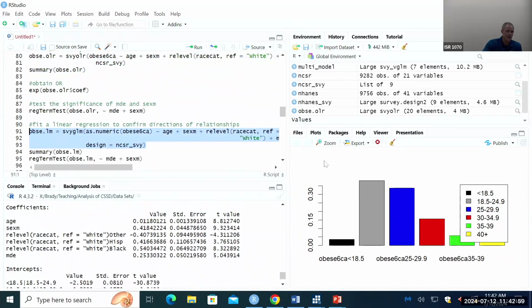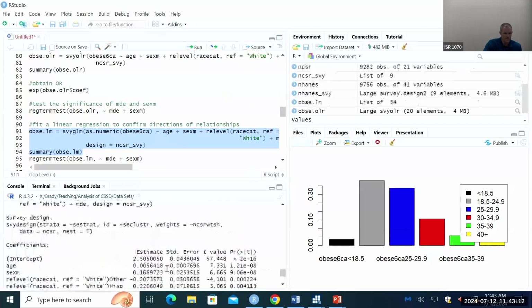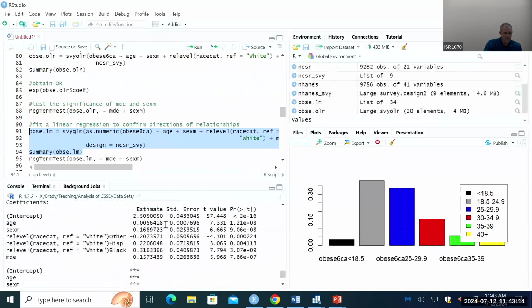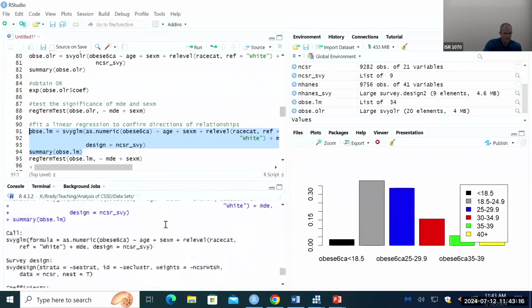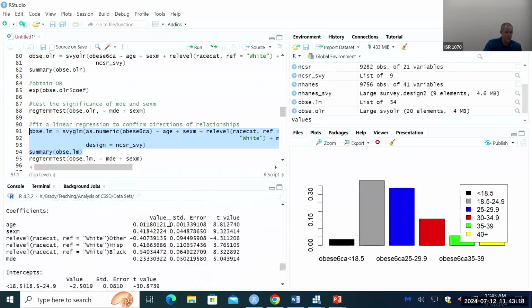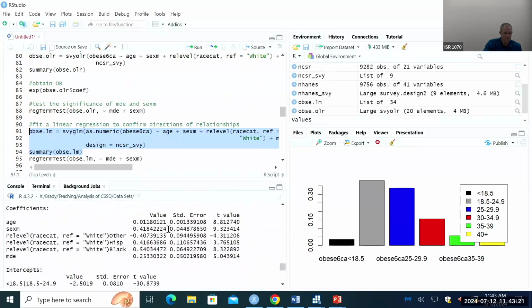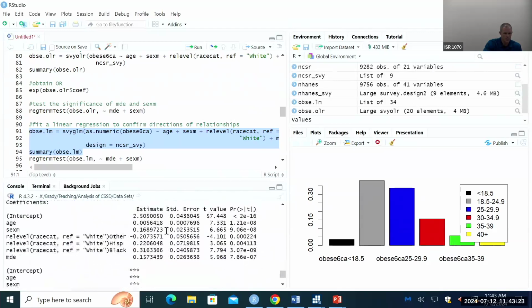If I'm not positive how R is parameterizing that ordinal model, is it using a minus sign like Stata used? Is it using a plus sign? Let's just fit the same linear regression model, look at that summary, and see if the coefficients are in the same direction. So if I look at age, positive in the linear model, positive in the ordinal model. If I look at being a male, positive in the ordinal model, positive in the linear regression model. So that tells me that R is using the same parameterization as Stata.